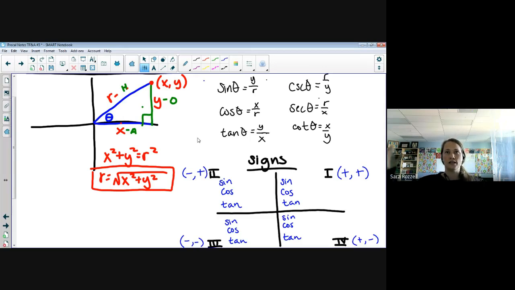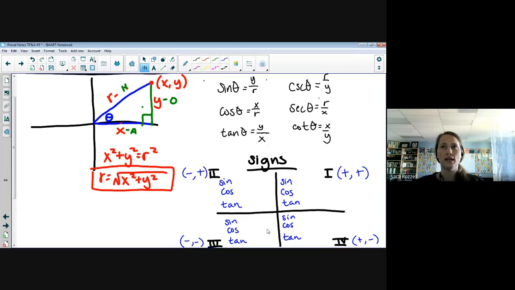I just wrote sine, cosine, tangent in all 4 of the quadrants. I don't have to write all 6 trig functions out because if you know what sine is, if it's positive or negative, cosecant has to match because it's just a reciprocal. It's just flipping it over. So if that's positive, this one also would be. If this was negative, this would also be negative. So I only put the first 3 trig ratios in there.